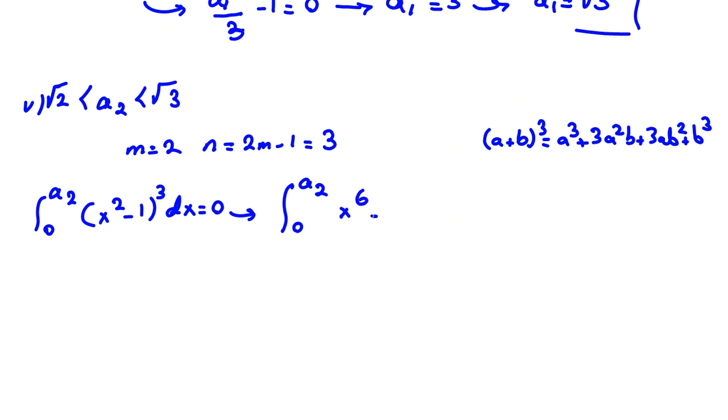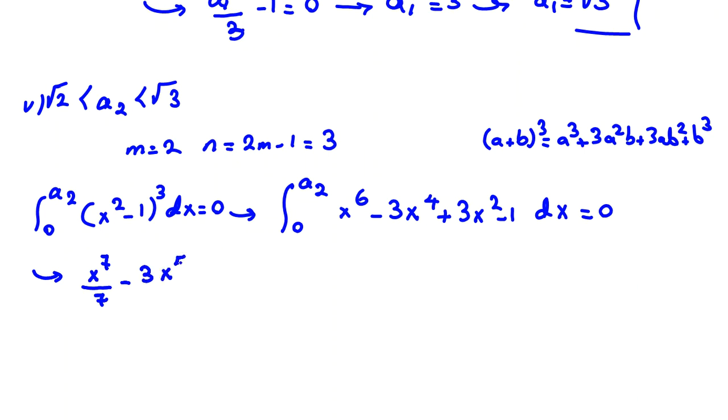It will be the integral of x to the 6 minus 3x to the 4 plus 3x squared minus 1, dx, equals 0. Now, here it will be x to the 7 over 7 minus 3x to the 5 over 5 plus 3x cubed over 3, which is x cubed, minus x. Okay, this one should be 0.